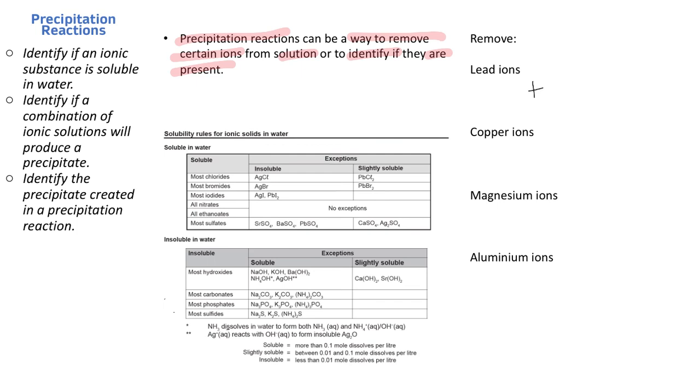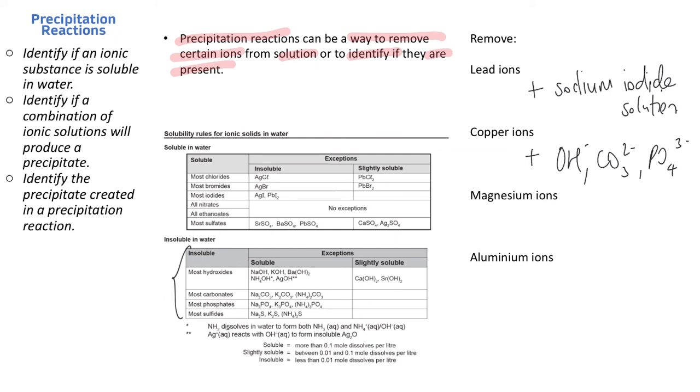So if we were to try and remove lead ions, we would add some sodium iodide, because sodium is soluble with everything. So we could add some sodium iodide solution, and the iodide would mix with the lead to make PbI2, and then you'd be able to see that precipitate come out. All right. If you have copper ions, you can add in any of the insoluble table there. So you can add in hydroxides, carbonates, phosphates, things like that. And then the same with the magnesium and the aluminium ions.